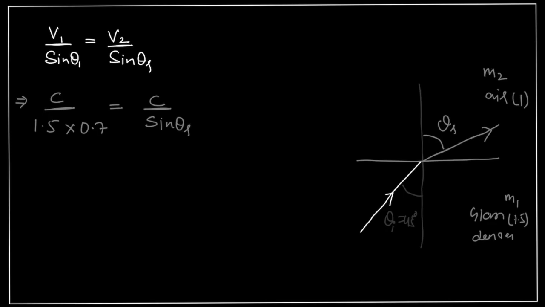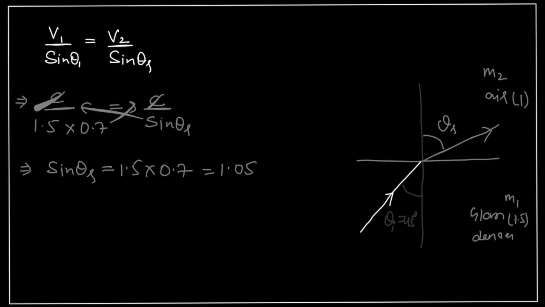So I'll take this side and these values, this side C and C will be cancelled. So the next line I am getting is sine theta R will be equal to 1.5 into 0.7. What will be the value of this? Let me take a help of calculator. 1.5 into 0.7. Okay. So the value is 1.05. Now I'm telling you, here is a problem.